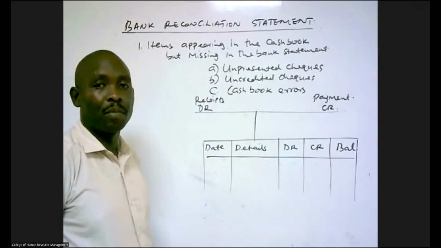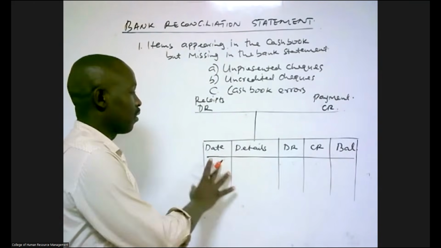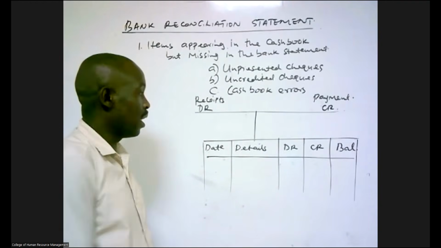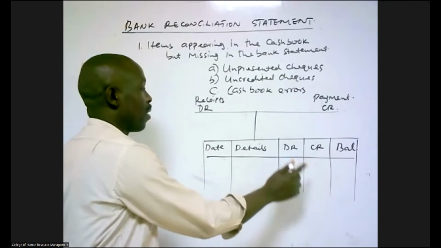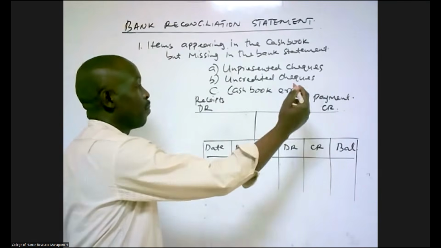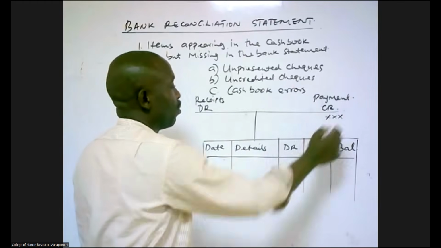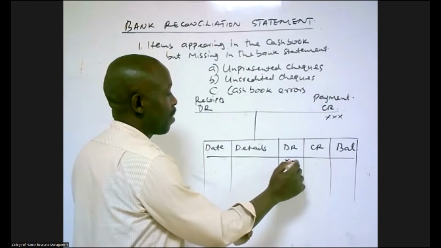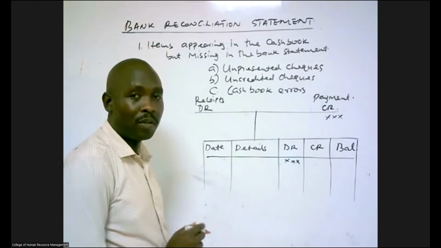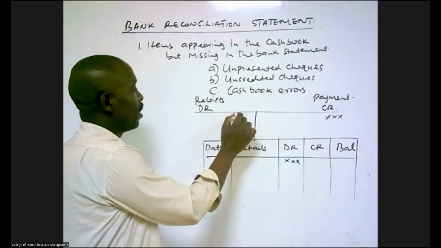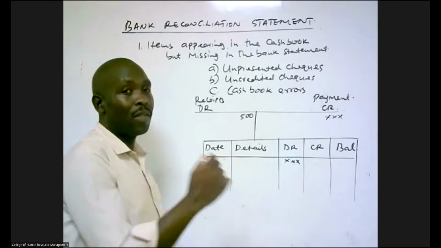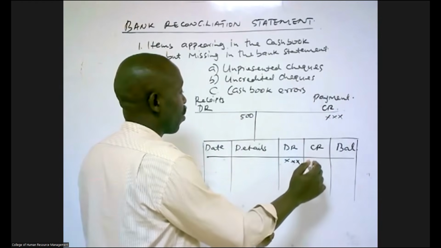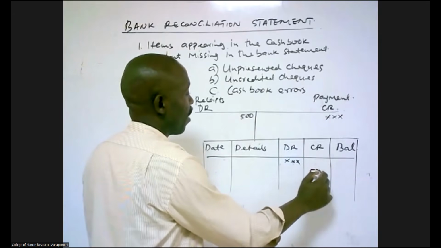Like that. So the date when the transaction occurred, the details where the money is coming from or to whom it is paid, the debit amount, the credit amount. Note that when we pay, we shall credit our cash book, but when that check is taken to the bank, the bank will debit the same amount here. When we receive an amount in the cash book, we debit, let's say 500, but when we deposit that check into the bank, that amount will be recorded on the credit side as 500.